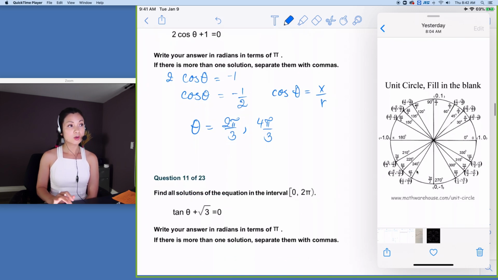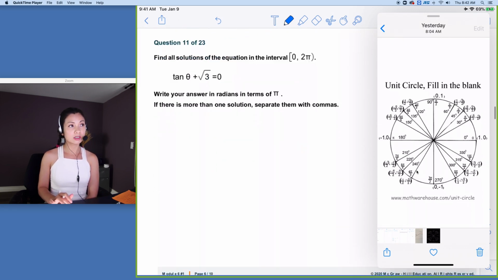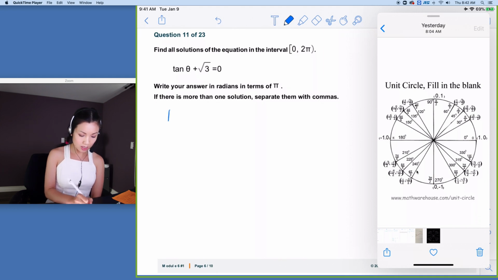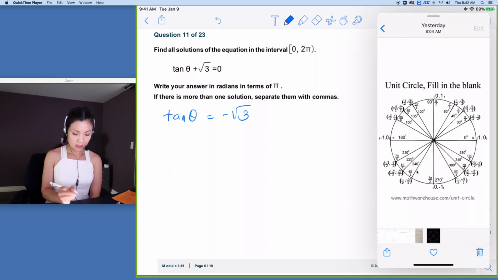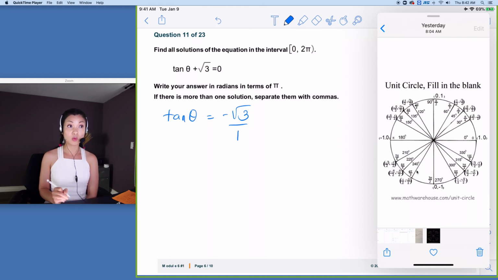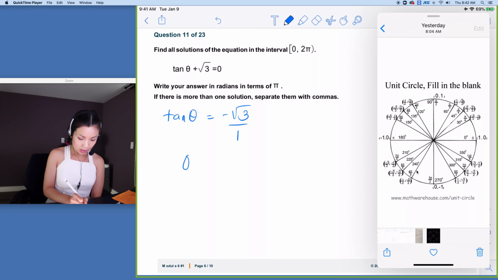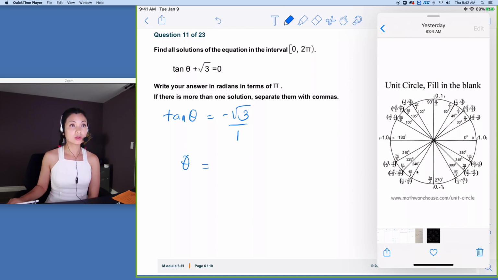Okay, so same thing for number 11. I'm going to go ahead and isolate the function. Okay, so you see that we have tangent. Tangent is y over x. So don't forget we have that 1 there. Okay, so once again we go back to the unit circle.